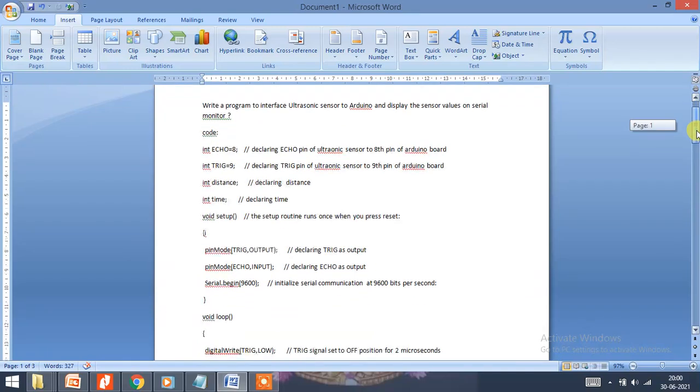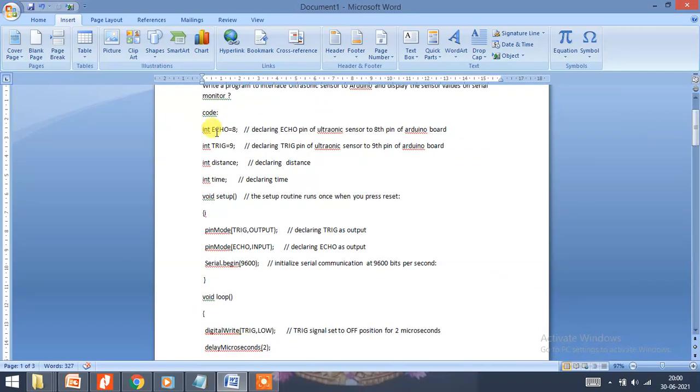Before the setup loop we are going to initialize int echo, a variable which is storing 8. So we are going to declare the echo pin of the ultrasonic sensor to the 8th pin of the Arduino board, and then int trig is equal to 9. We are going to store the trig value as 9. So we are going to declare the triggering pin of the ultrasonic sensor to the 9th pin of the Arduino board.